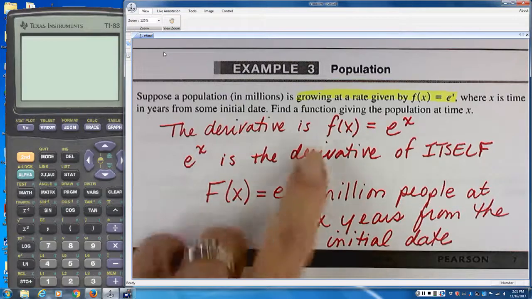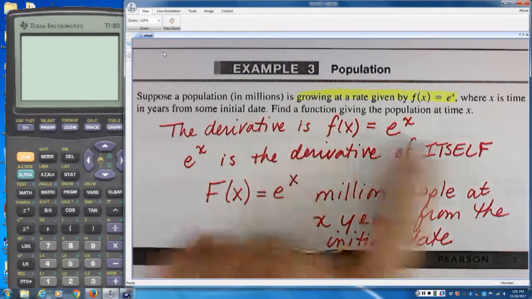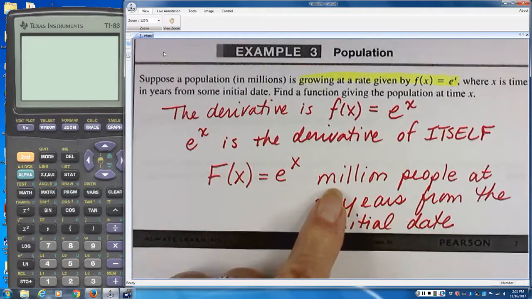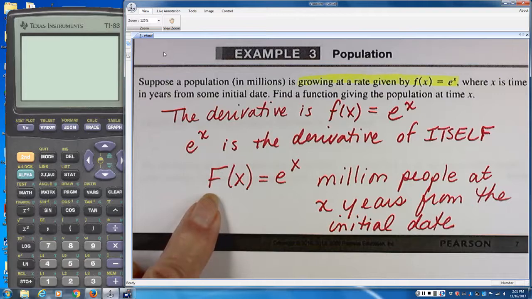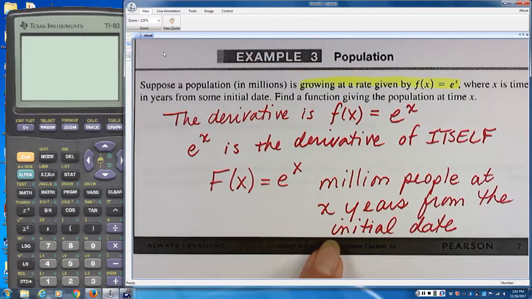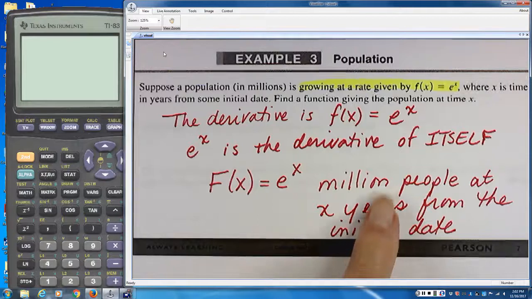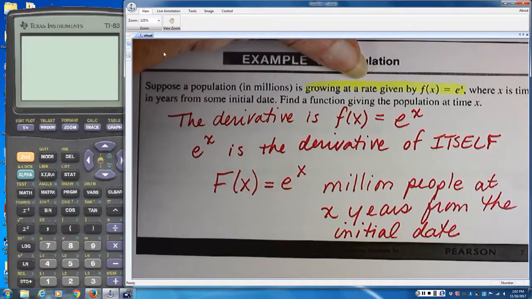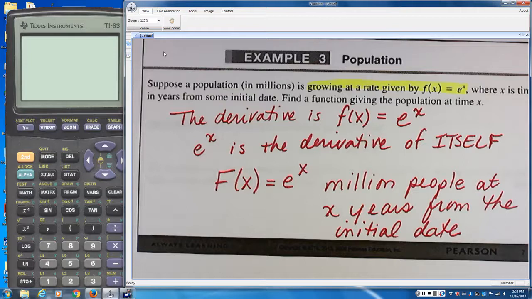So since it says find the function giving the population at time x, and the population is measured in million people, then capital F of x, that's how you indicate that it's the function that had its derivative taken. Capital F of x is equal to e to the x million people at x years from the initial date. Notice that there is no million people per year because that's the units that went with its growth rate. Okay? We're finding the original function.